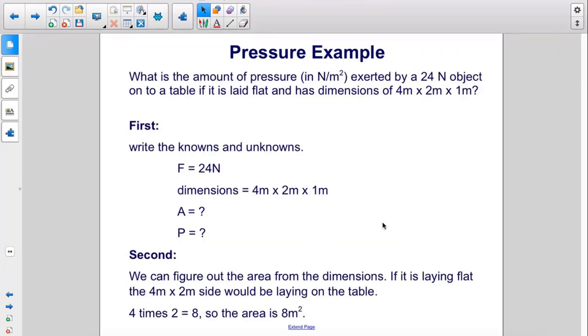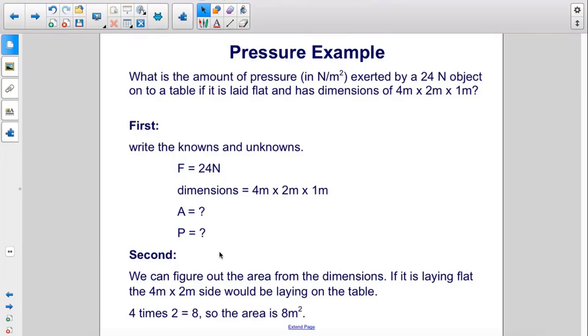What is the amount of pressure exerted by a 24 Newton object onto a table if it is laid flat and has dimensions of 4 meters by 2 meters by 1 meter? First, write the knowns and unknowns. We know the force is 24 newtons. We know the dimensions are 4 meters by 2 meters by 1 meter. We don't know the area yet, and we don't know the pressure yet.